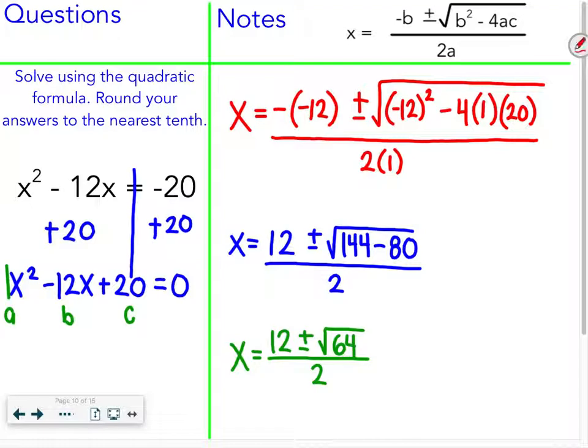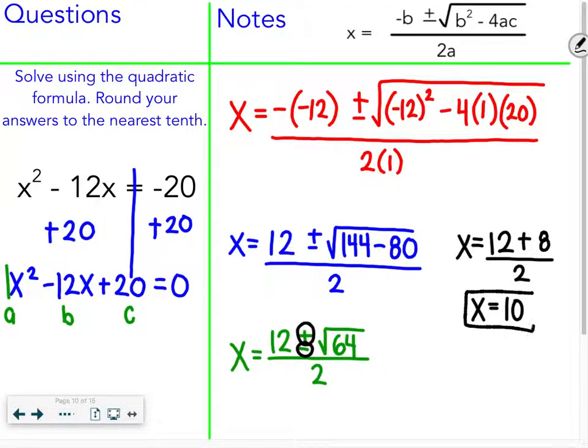All right, now I am going to find my two solutions. So when I'm finding my two solutions, I'm going to make one of them addition, and then the other one the subtraction. That's how I get the two solutions. So I'm going to go over here. So x equals 12, and then I'm going to do plus, and then the square root of 64 is 8. And then I'm going to divide that by 2. So then I end up with x equals 12 plus 8 is 20. 20 divided by 2 is 10. So there's one of my solutions.